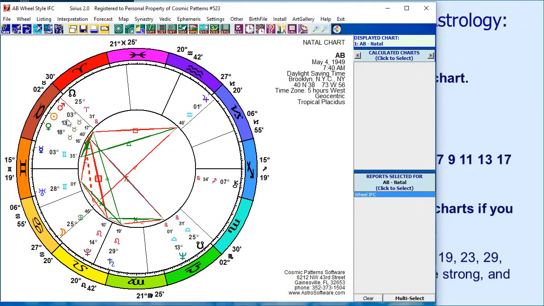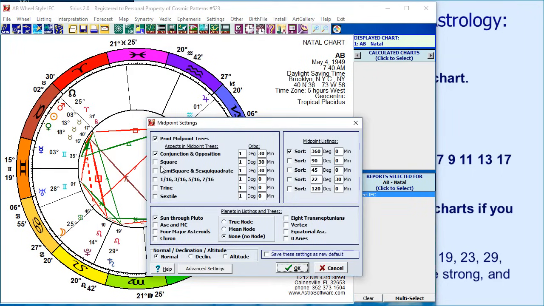But let's go right to the midpoint structure. So I'm in the Series 2.0 software. I'm going to click on midpoint, and then select midpoints, view change settings first. You want only conjunctions and oppositions. You do not want squares, semi-squares, etc. So that's why this is called direct midpoint structure.